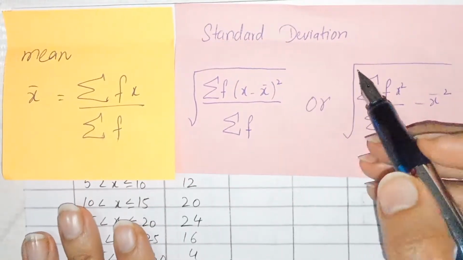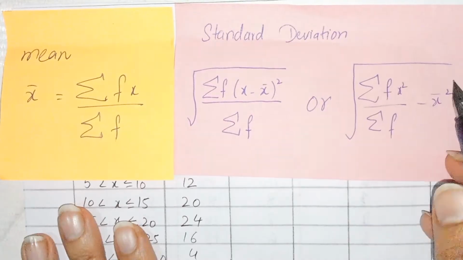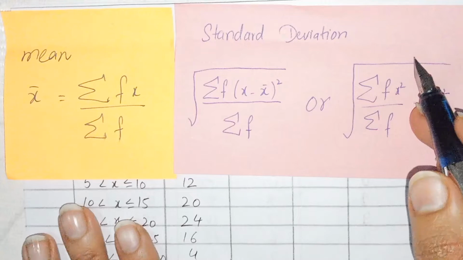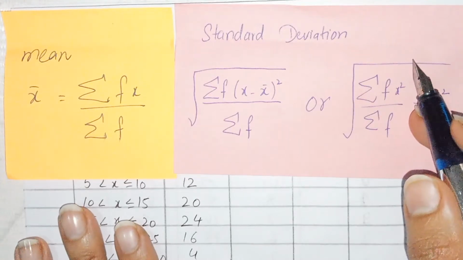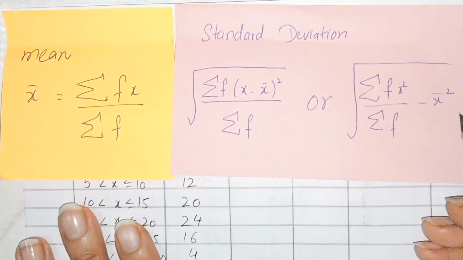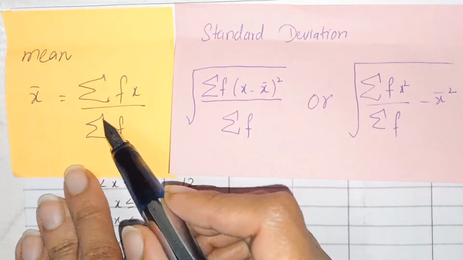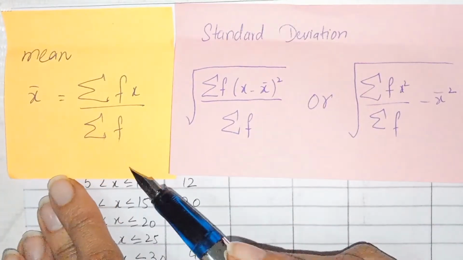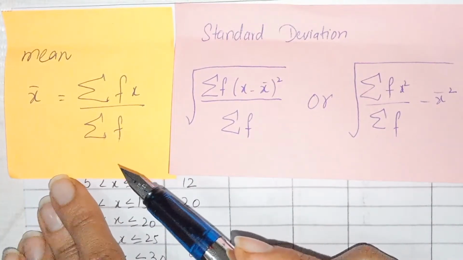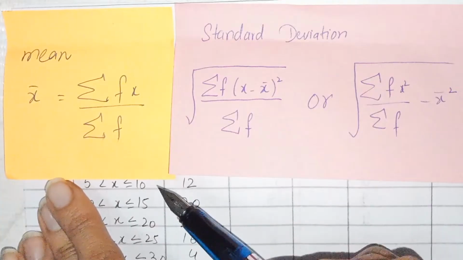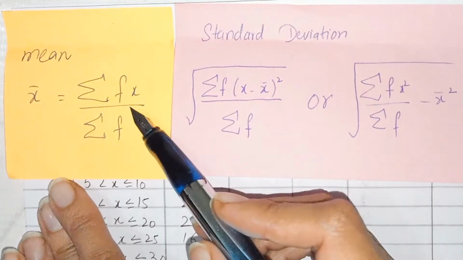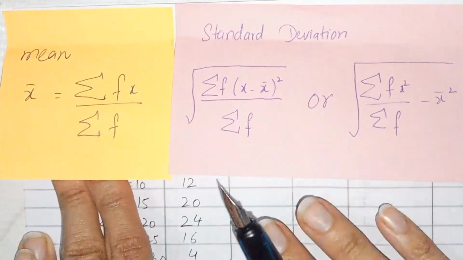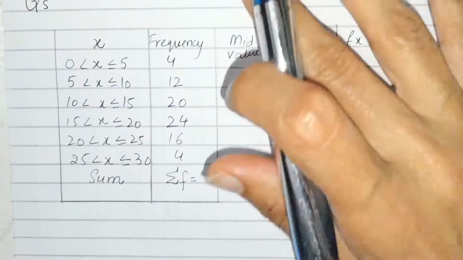Now students, this is the formula of the standard deviation. Both formulas are for standard deviation. I use that formula. And you know that this is the value of the mean, and to find the value of the mean we have to apply that formula. To fulfill the requirement of this formula, we need the value of sum of fx and sum of fx square. That's why we add these columns in our table.